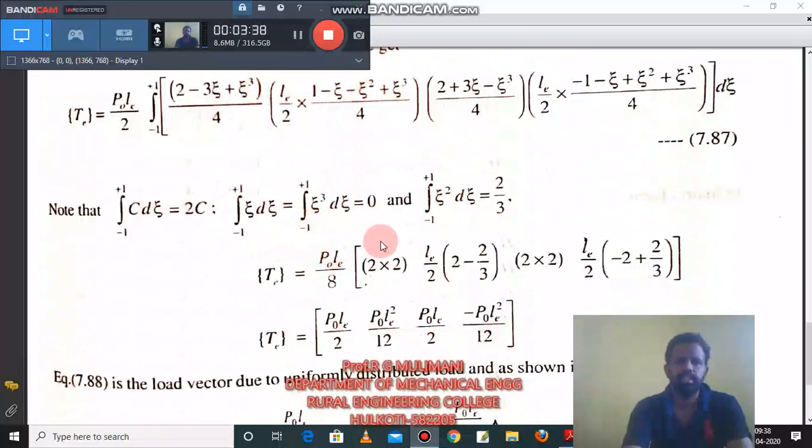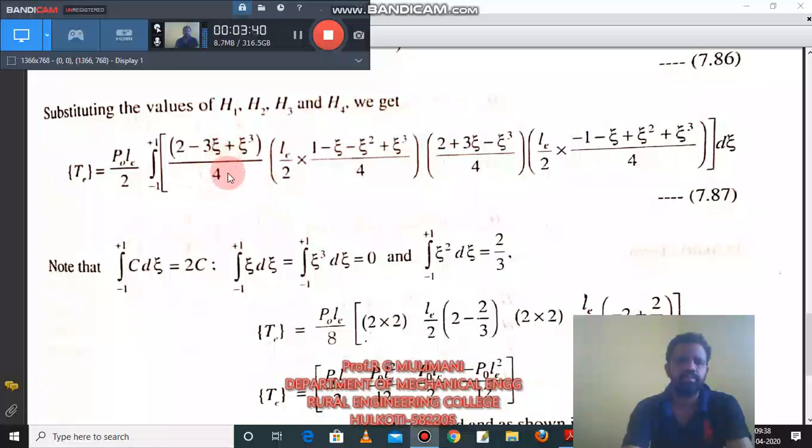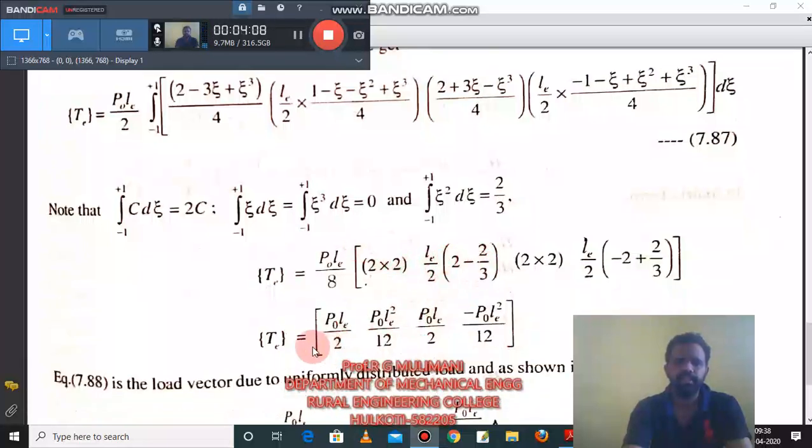Then taking the common terms outside, 1 by 4 is common in all the terms, so taking this outside, it is P naught LE by 8. Integration of this term is 2 into 2. Integration of this term is LE by 2, 2 minus 2 by 3. Simplifying it, we have this load vector.